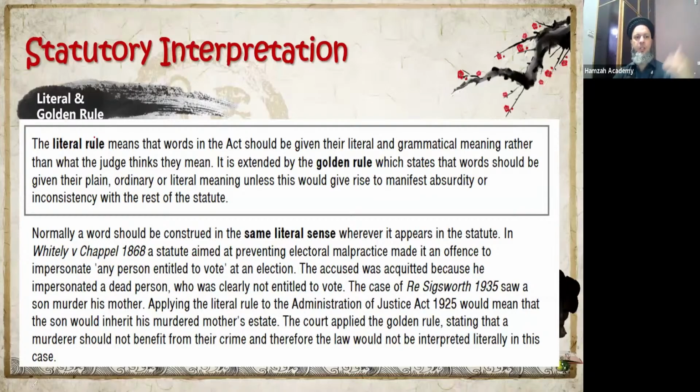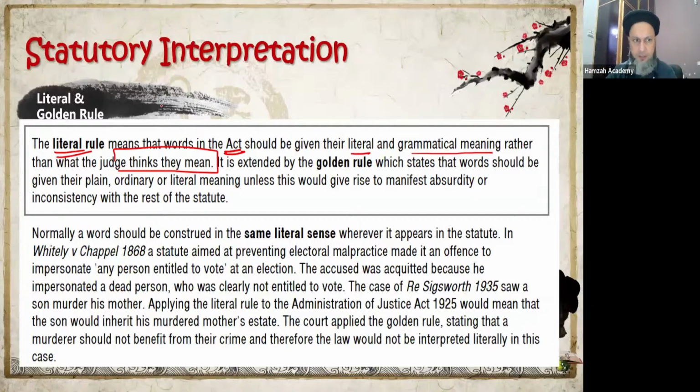Let's discuss first the literal rule and the golden rule. The literal rule means that the words in the act, whatever act is being interpreted, should be given their literal and grammatical meaning rather than what judges think they mean. This was the oldest one, and it actually unburdened the judges: we did not make the law. If it gives us a stupid meaning, we cannot change the law.